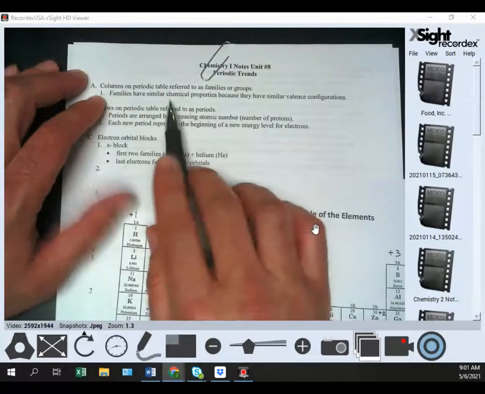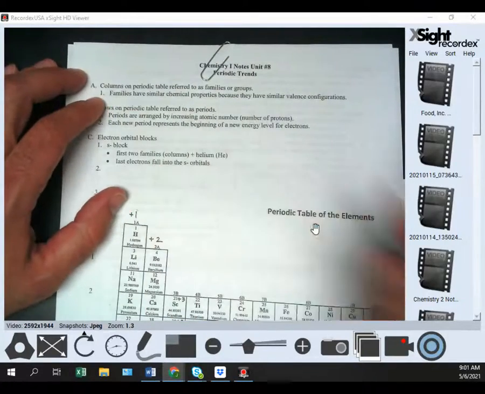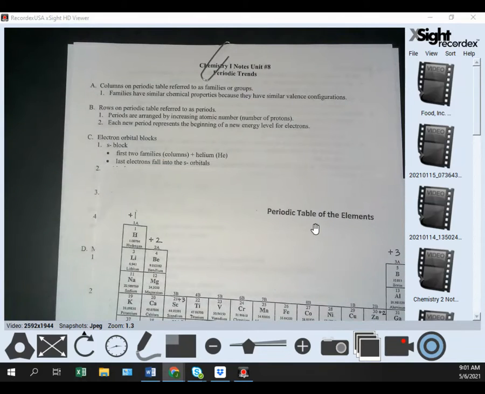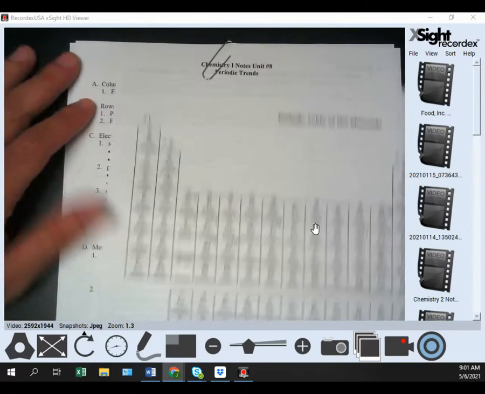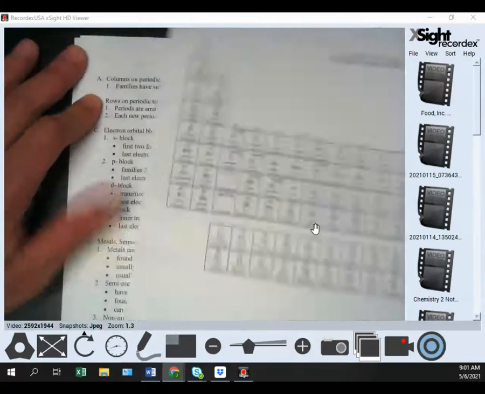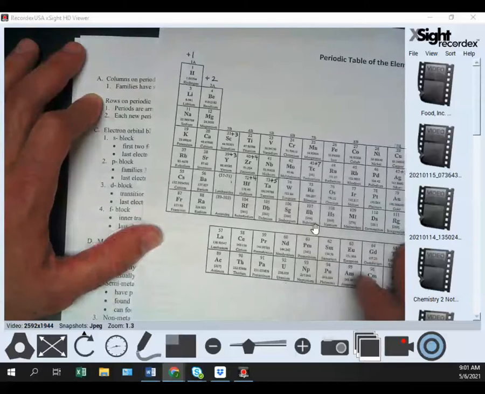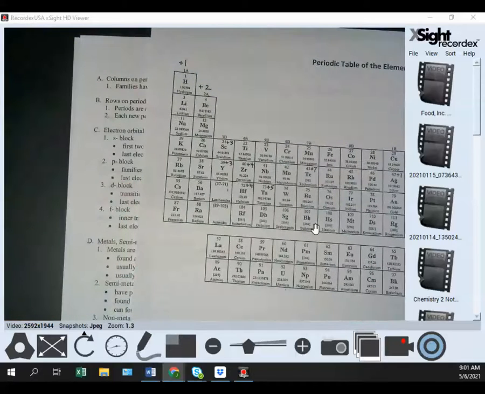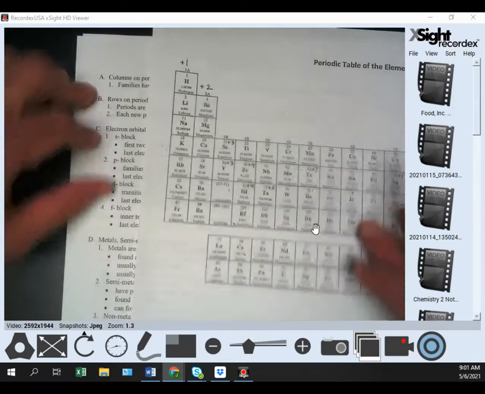Families have similar chemical properties because they have similar valence configuration, valence electrons, the outer ones. So everything in a family vertically will act similar to each other. A lot of them will react with the same things, stuff like that.